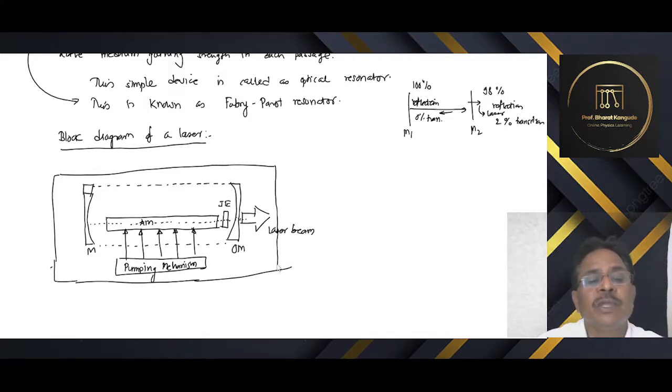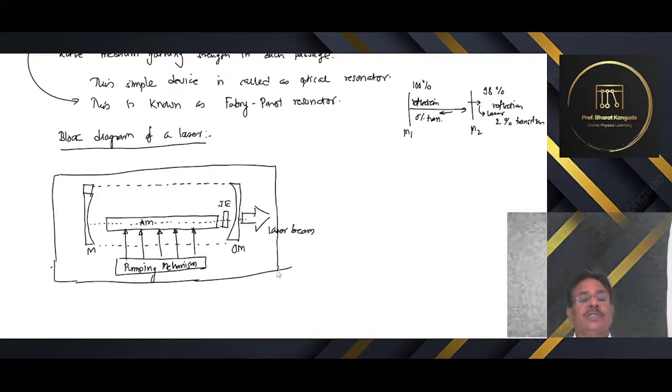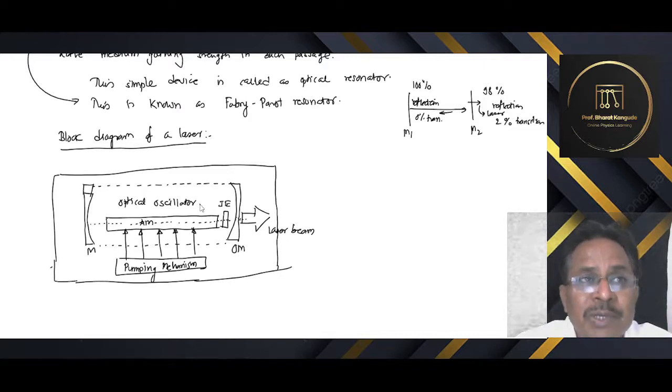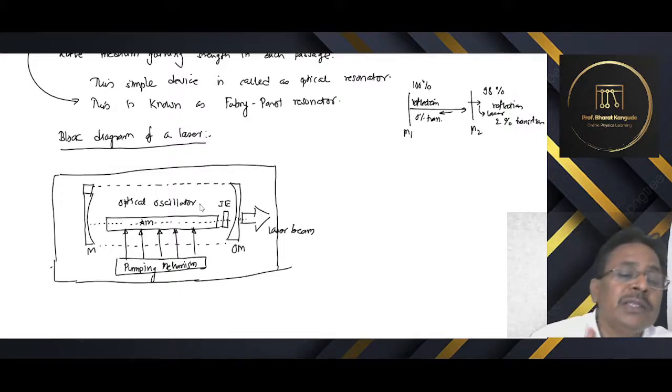This is an assembly where all these things have been kept in this manner. There is a pumping mechanism, there is an active medium, and there are mirrors M1 and OM, and this becomes a cavity oscillator, or what we call an optical oscillator. This is the laser, light amplification by stimulated emission of radiation. There is amplification because of this mechanism, where we carry out stimulated emissions, and to achieve population inversion we require this pumping mechanism.